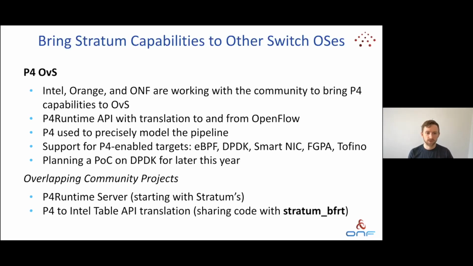Again, there's a lot of opportunity for overlap, and there's already ongoing collaboration and communication between the Stratum team and P4 OVS. For example, the P4 runtime server in P4 OVS is Stratum's. That's the starting point. No need to reinvent the wheel and rewrite something. In terms of the backend mapping, going towards Intel's table API, sometimes called BFRT, that translation from P4 to the table API is something that we did in Stratum BFRT, and that code is something that we're sharing and reusing in the P4 OVS project. So yeah, there are other opportunities as the project evolves as well.